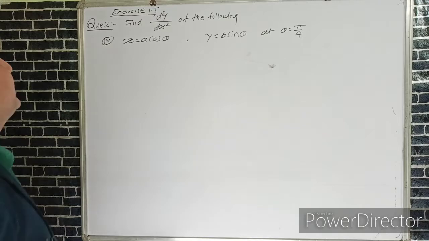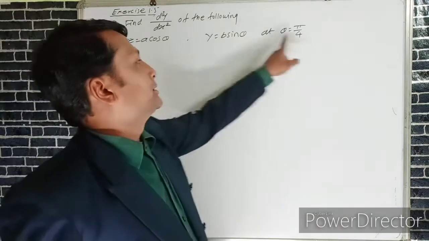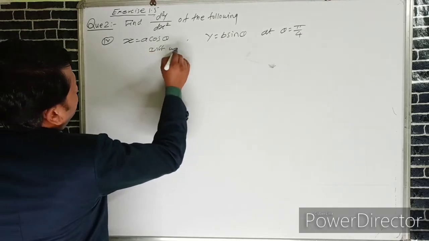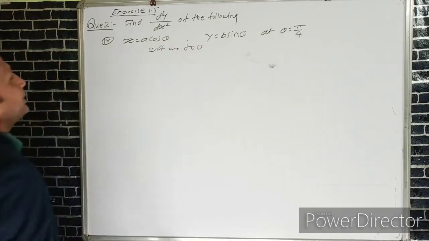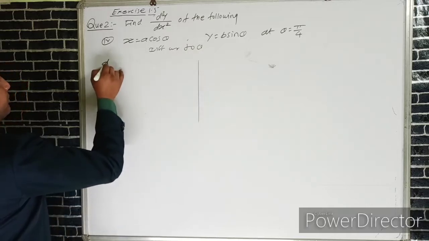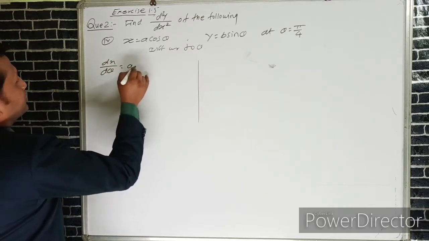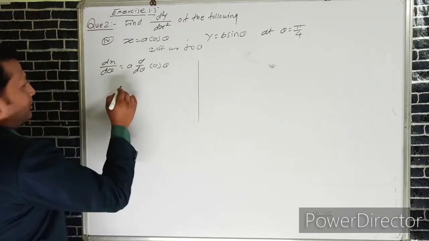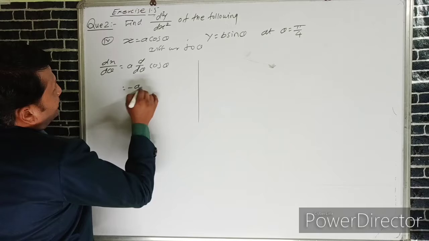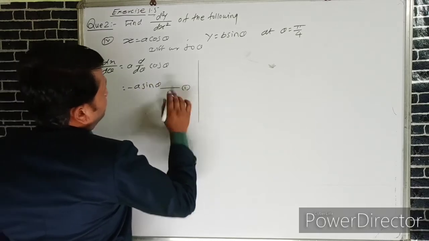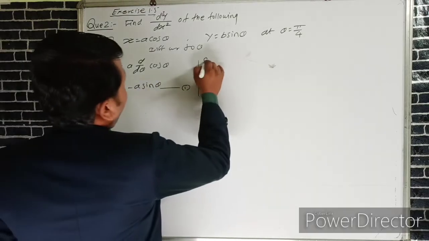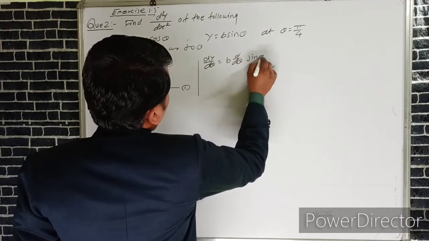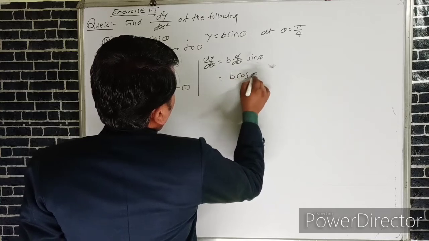Here we have to find d2y upon dx square at theta is equal to pi by 4. So if we differentiate with respect to theta, we can write the derivative dx upon d theta is equal to a, which is a constant, into the derivative of cos theta, which is minus sin theta. We can write minus a sin theta, which is equation 1. Again, dy upon d theta is b into the derivative of sin theta, which is cos theta. This is equation 2.